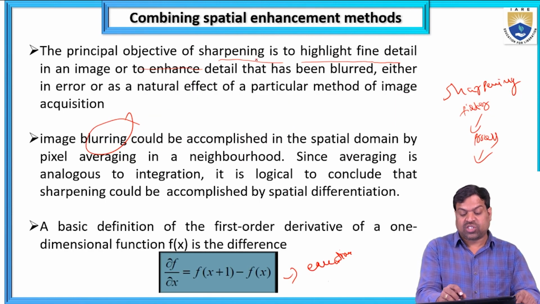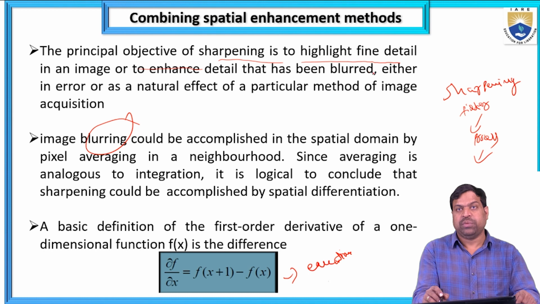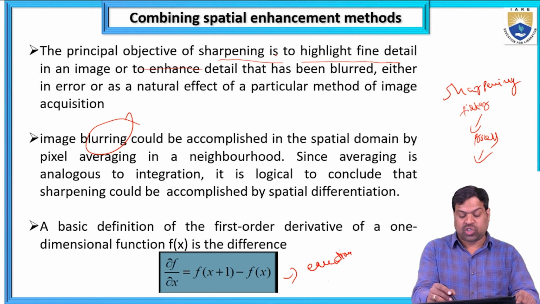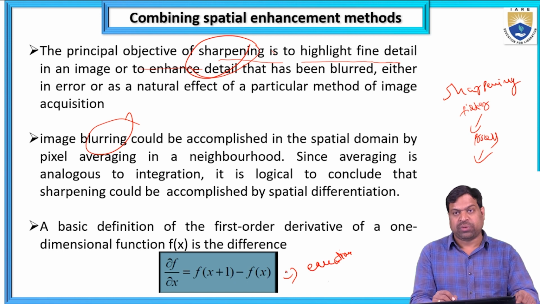So here also the sharpening is a highlight of fine detail of an image, to enhance detail that has been blurred either in error or as a natural effect of a particular method of image acquisition. The blur could be accomplished in the spatial domain by pixel averaging in a neighborhood. Since the averaging is analogous to integration, it is logical to conclude that sharpening could be accomplished by spatial differentiation. A basic definition of the first order derivative is for a one-dimensional function. So what is the function I am using for sharpening? ∂f/∂x equal to f of x plus 1 minus f of x.